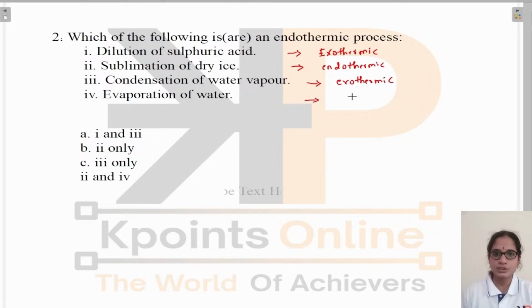Then what about evaporation of water? It is endothermic as we require energy to convert water into water vapor. Then which will be our correct option? 1 and 3: no, 1 and 3 are not endothermic. 2 only: no, this is also a wrong option. 3 only: no, this is also wrong. Our correct option will be D, that is 2 and 4. These are the endothermic processes. Read the question properly, observe the options that are given, and recheck.